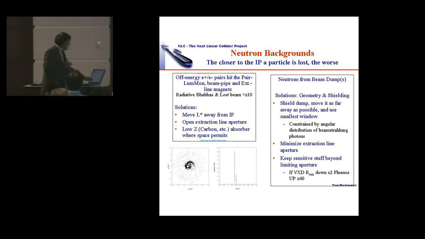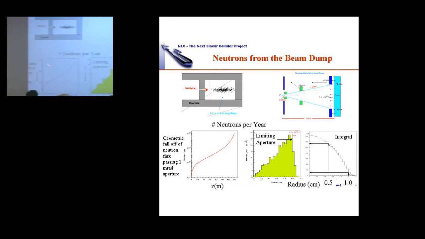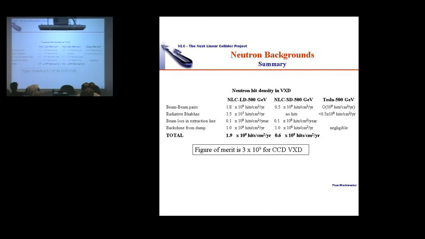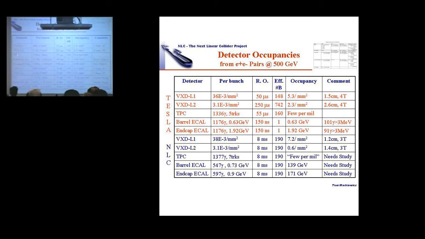What I've said about the charged particles pertains to the neutrons as well. Let me just talk about detector occupancies for a second. The numbers in red pertain to Tesla. The numbers in blue pertain to the NLC. The readout time that I've listed here is that between the bunch trains, so that 190 bunches need to be integrated for any given background process. So the occupancies listed here pertain to the VXD, say 10 hits per millimeter squared per unit of readout time in the innermost layer of the vertex detector.